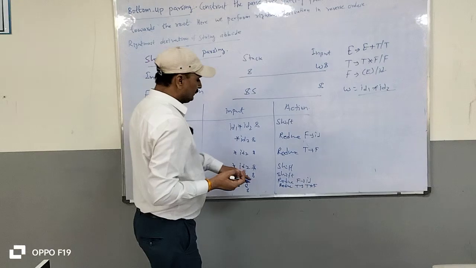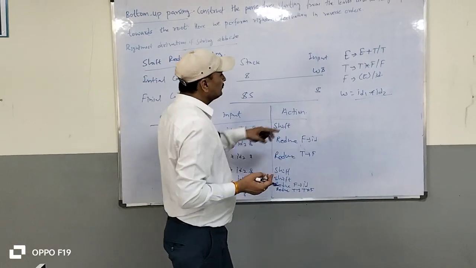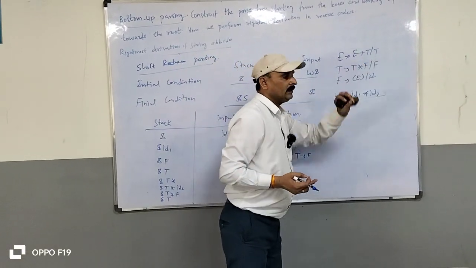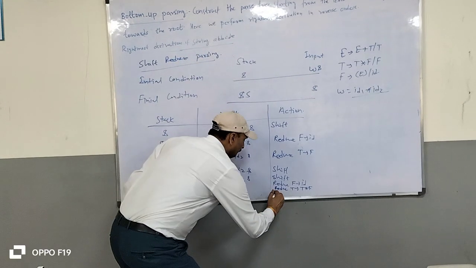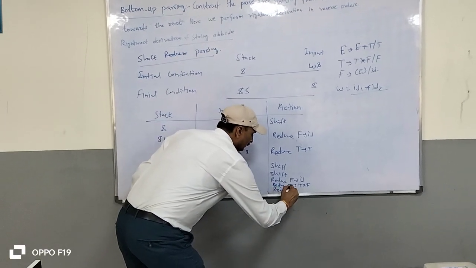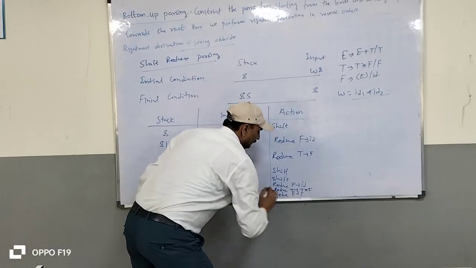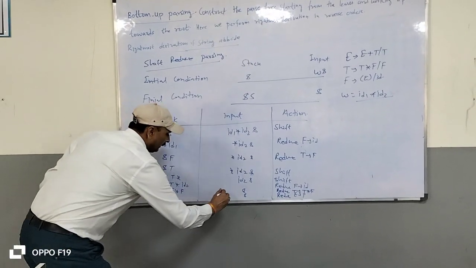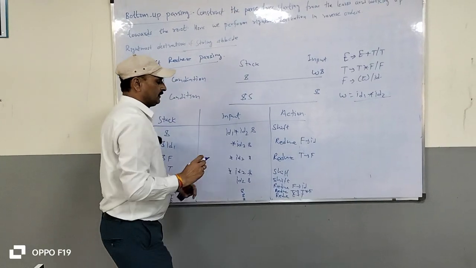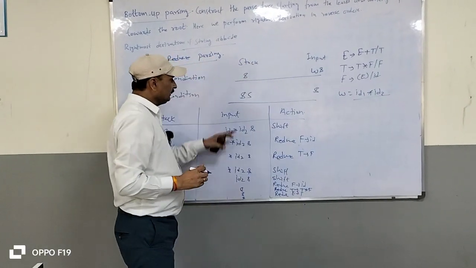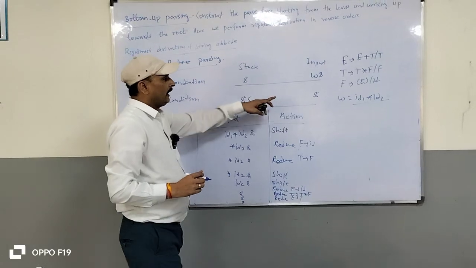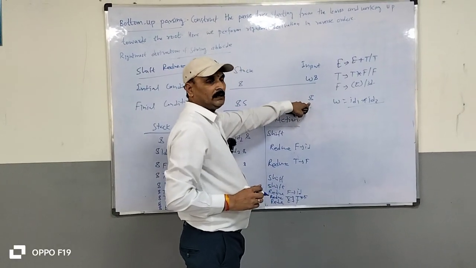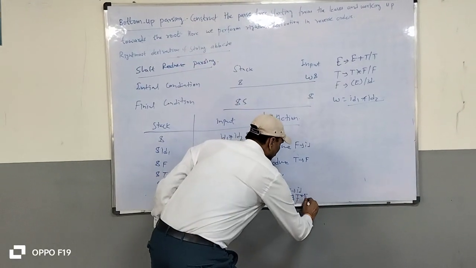Next, again E derives T. So we reduce E derives T. Here the stack is dollar E and the input is empty, and this is accepted. This is the final condition, dollar start state and dollar. That is the accepting condition. So here we can write accept.